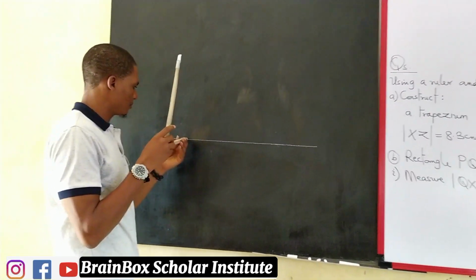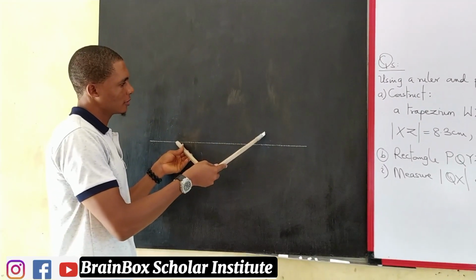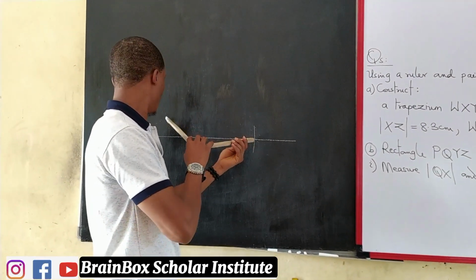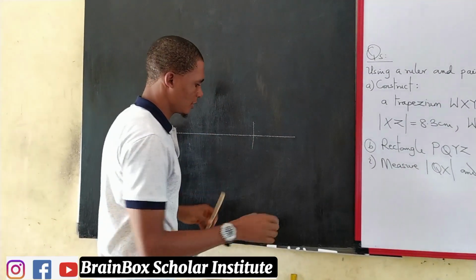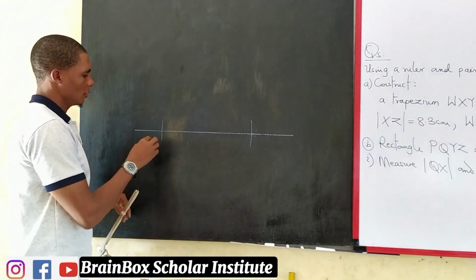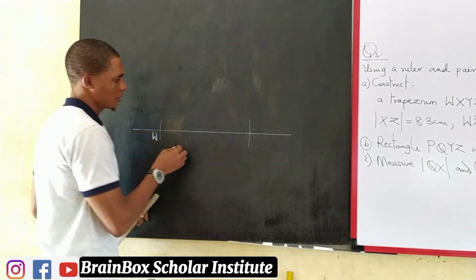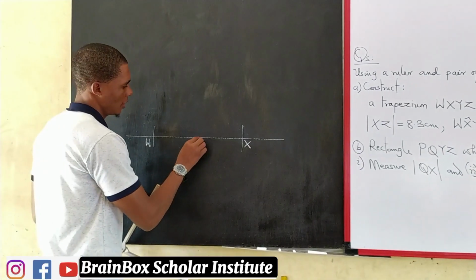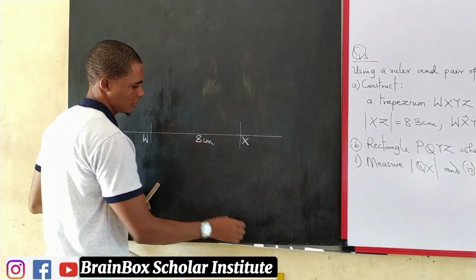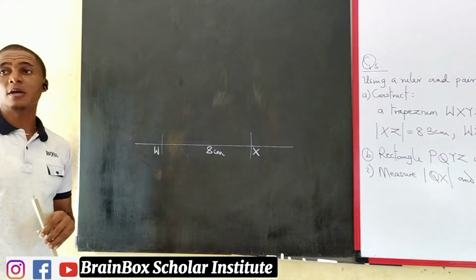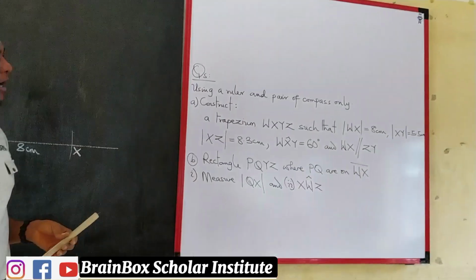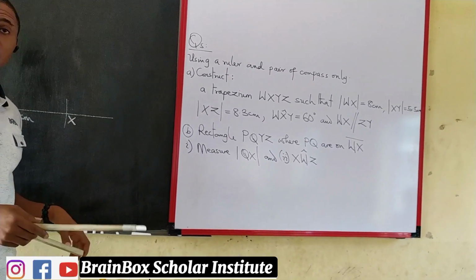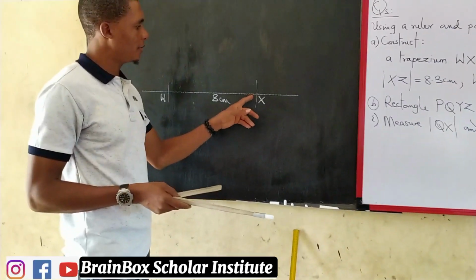Let's draw 8 cm. So I'll make an arc. Come here and make an arc. So this is giving me 8 cm. So this is W, and this is X, and it's 8 cm. Alright. Now, what is the next thing here? Next thing is to place my angle. So my X is available here.